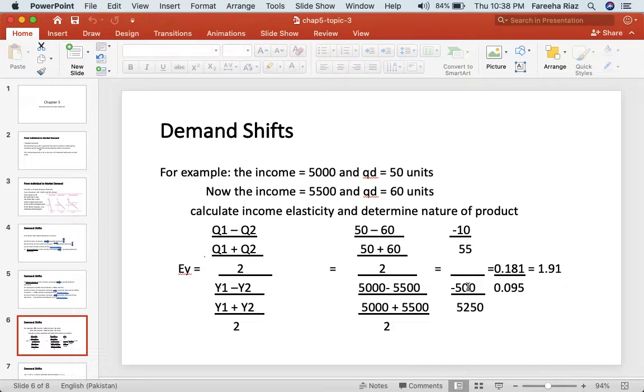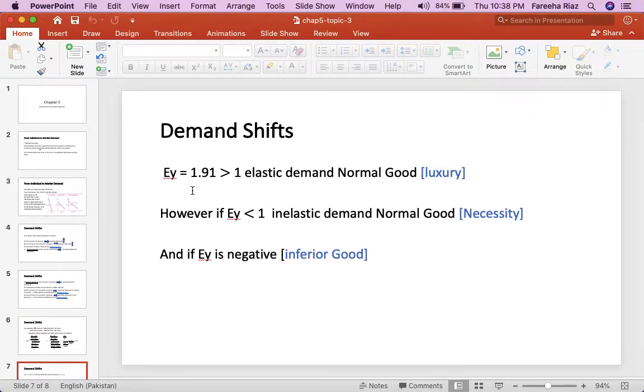Up till now, we were observing the effect of price. Now we are observing the effect of income: when the income changes, how the quantity demanded by the consumer has changed. So the answer is 1.91. When we interpret it, since income elasticity is greater than 1, it is elastic demand, a normal good but a luxury. Right? So make sure that if income elasticity is greater than 1, it is considered a normal good but a luxury.